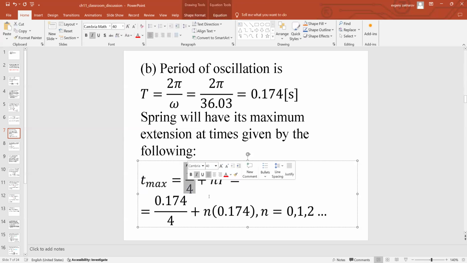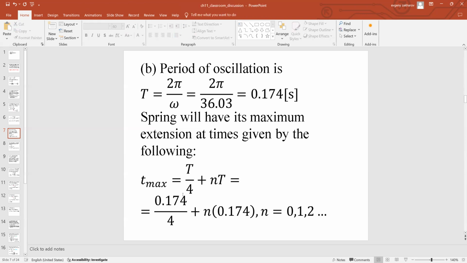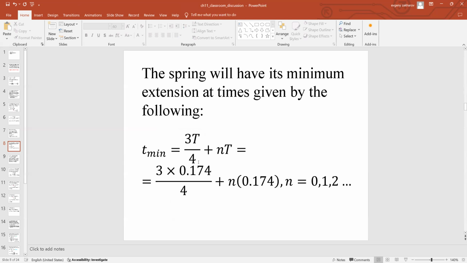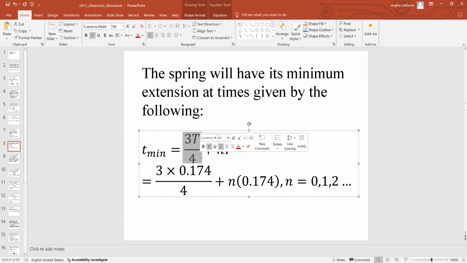Every quarter of a period, you hit the maximum, say, compression or extension, actually, doesn't matter. It's the quarter of a period plus the whole number of periods. 1 period, 2 periods, 3 periods. So it's 3 1/4, 4 1/4, 5 1/4, 7 1/4. So every time you have this quarter, you get the maximum compression or extension. And then for the opposite side, you need 3 quarters of a period.